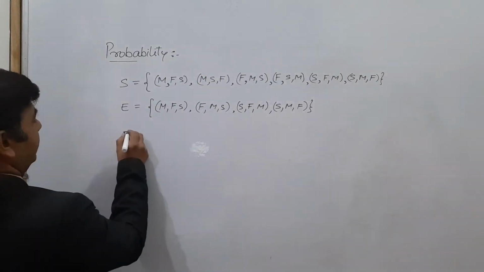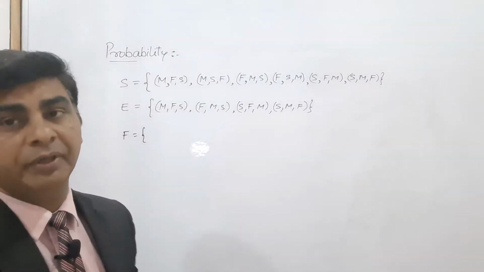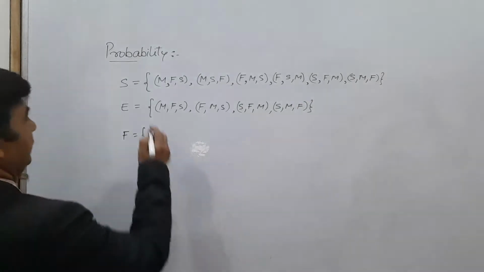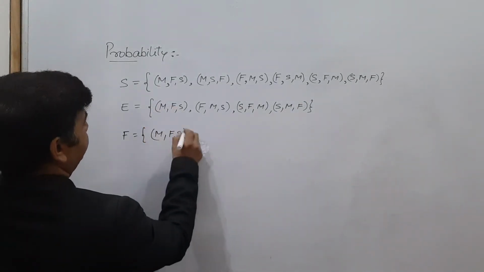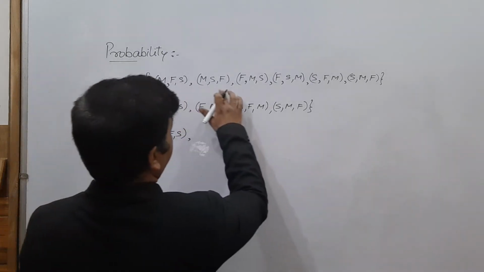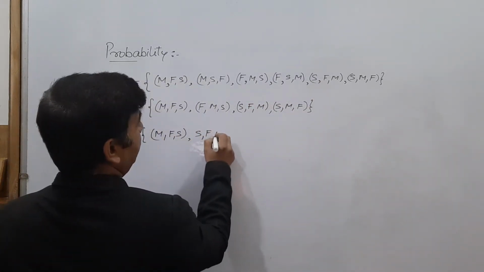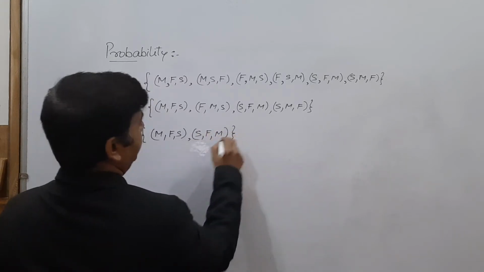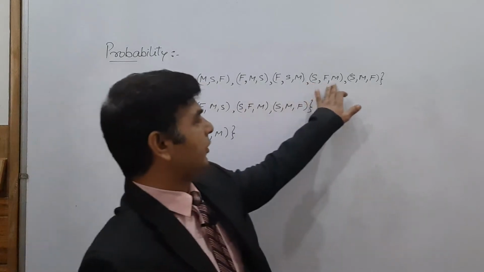What about F here? F is the event in which father is in the middle. Father should be in the middle. Let me see. The first case is mother, father, son. Second case, whenever father is in the middle, is son, father, mother. Only two cases will be there in which father is in the middle: mother, father, son, or son, father, mother.